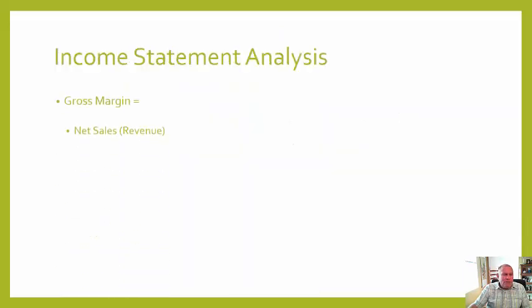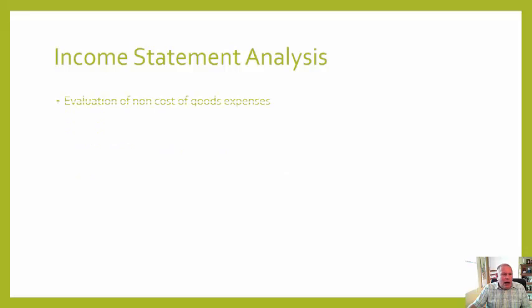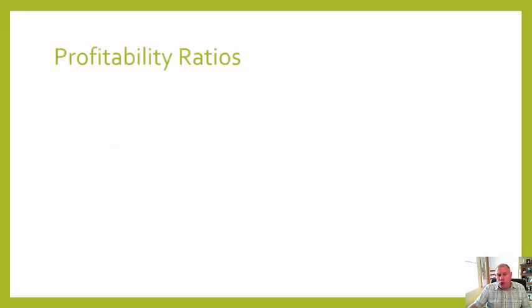Gross margin: net sales, less cost of goods or cost of revenue, equals gross margin expressed as a percentage of sales. We got that in the common size analysis. But what this does is it enables us to evaluate sales growth in connection with the underlying costs. We want to take a look at non-cost of goods sold, often expressed as revenue. We've talked about this in the previous section, but this is about how we analyze it. So these are tools that we talked about in the income statement.